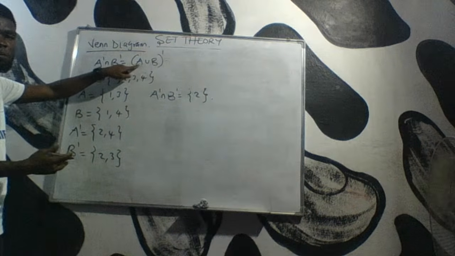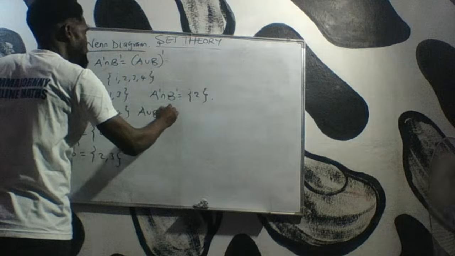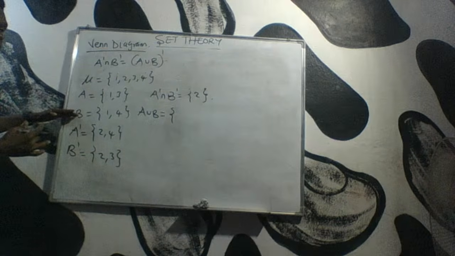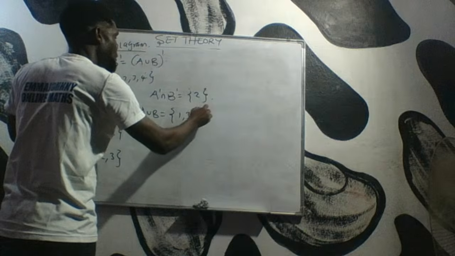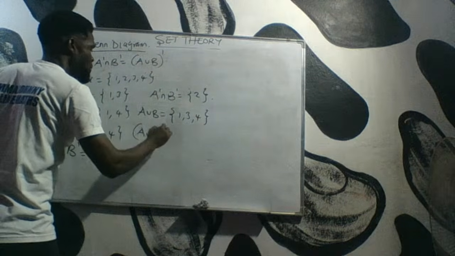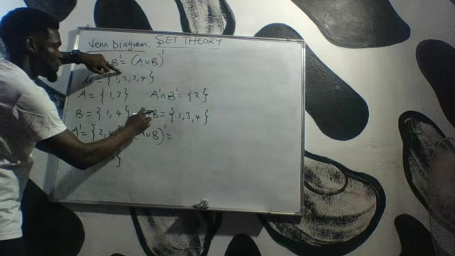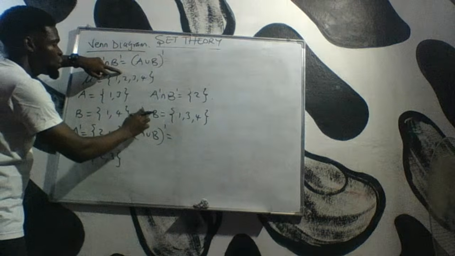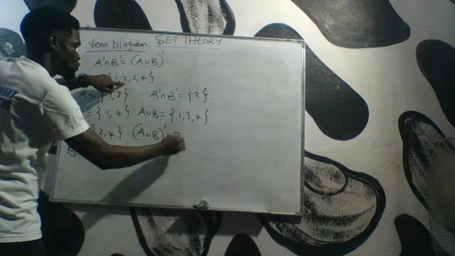Let's first of all deal with the bracket A union B. So A union B will be equal to, that is, bring the elements of sets A and B together: 1, 3, and 4. Then A union B prime means go to the universal set and remove the elements of A union B. A union B is 1, 3, and 4. Remove 1, 3, and 4. You'll be left with 2.